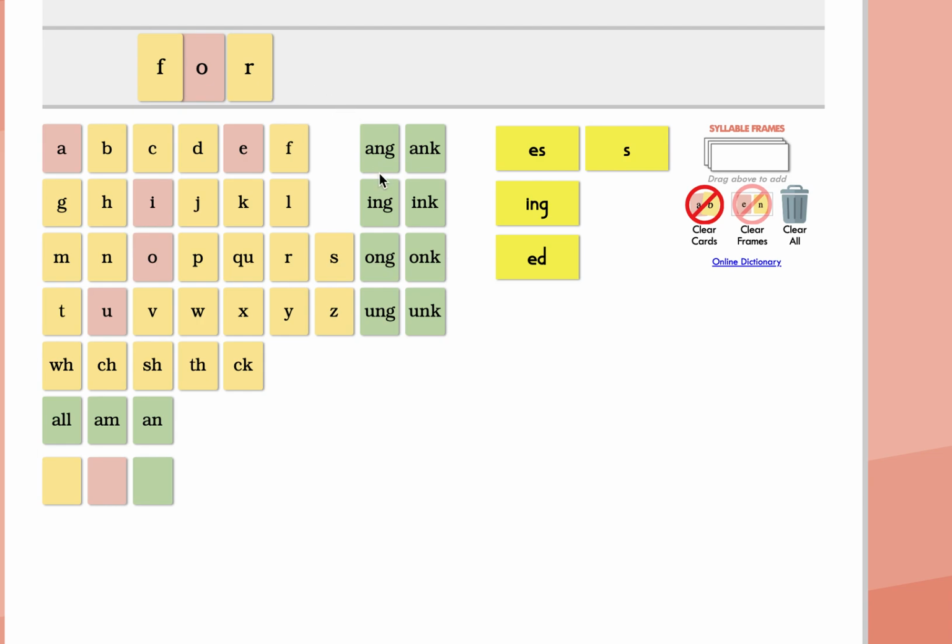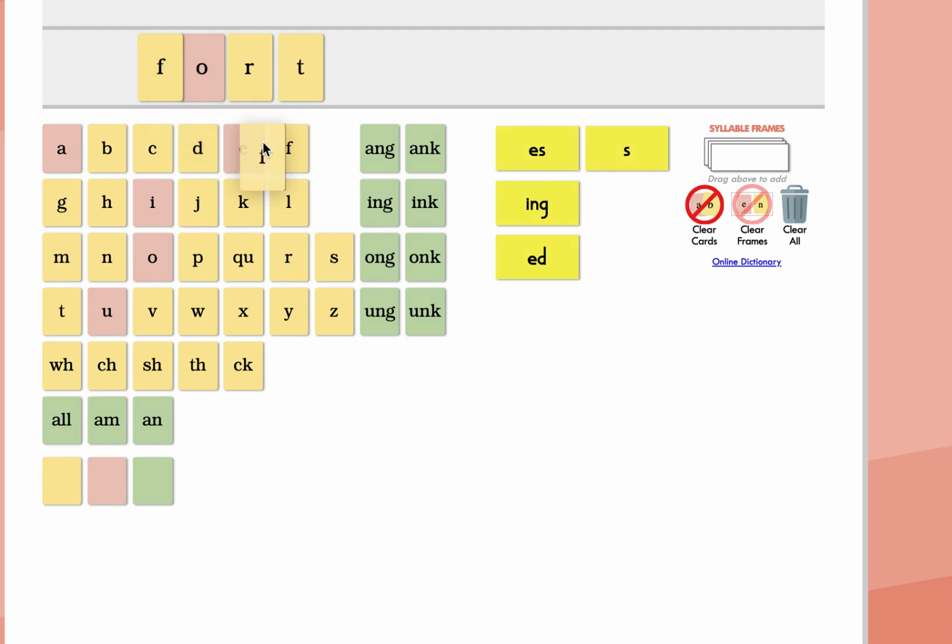Now let's turn the word for into the word fort. Fort. A fort is like a little house or something that you build that you can kind of keep yourself safe in, right? Fort. So if you said F-O-R-T, you are correct. Fort. You can hear that OR sound in the middle.